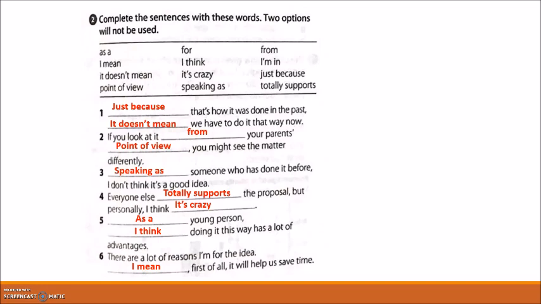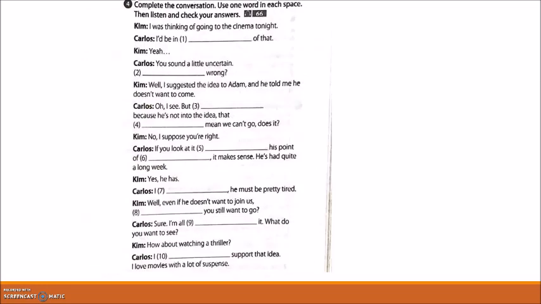Okay guys, so let's continue. On this part we're gonna skip exercise 3 because in exercise 3 the answers will vary. The answers are up to you in that exercise, so we're going directly to number 4 because I don't know what you guys write, so I'm gonna trust you. 4. Complete the conversation. Use 1 word in each space. Listen to check your answer.